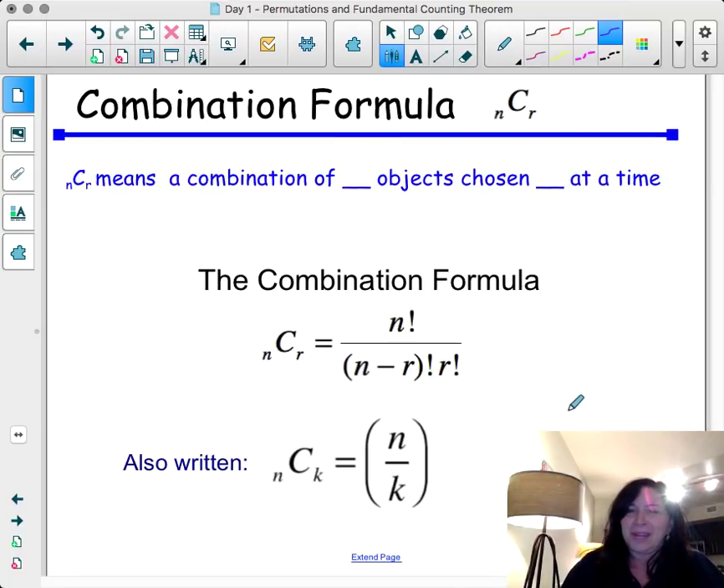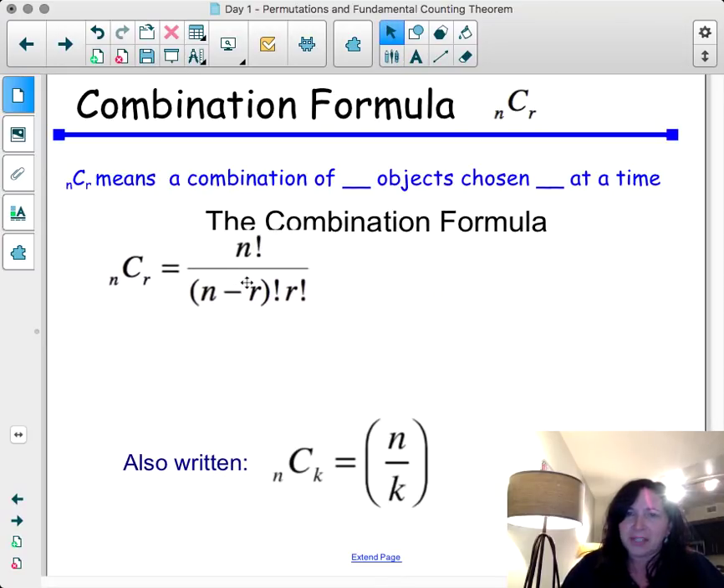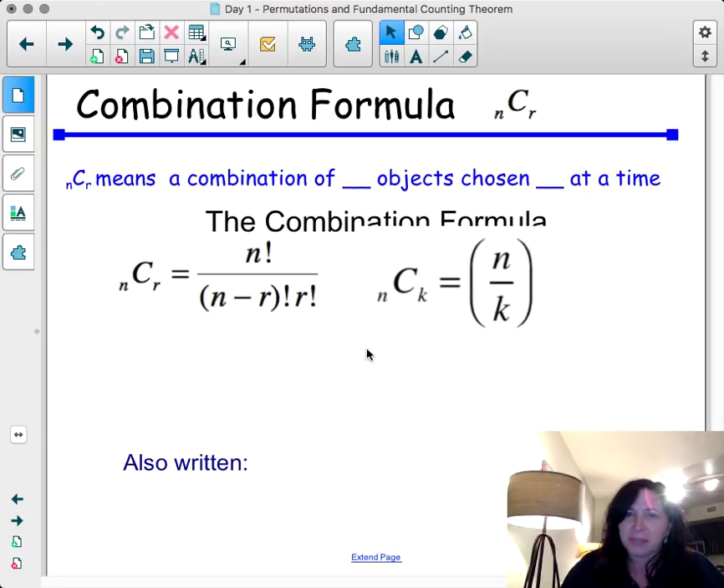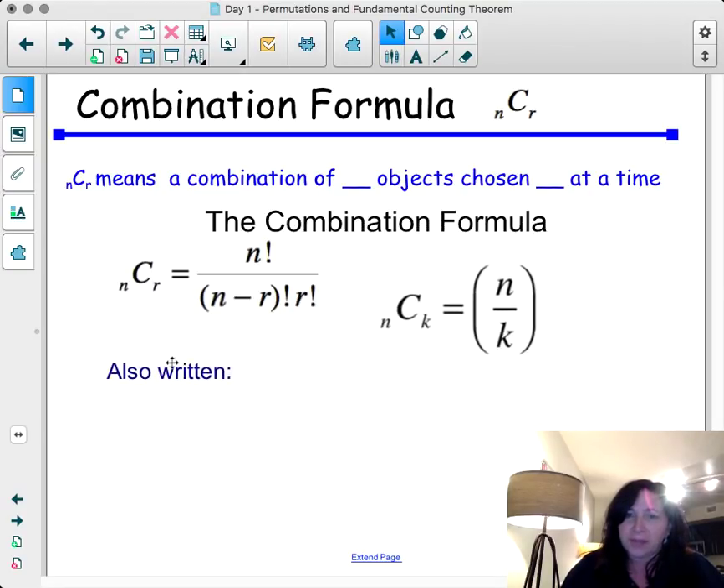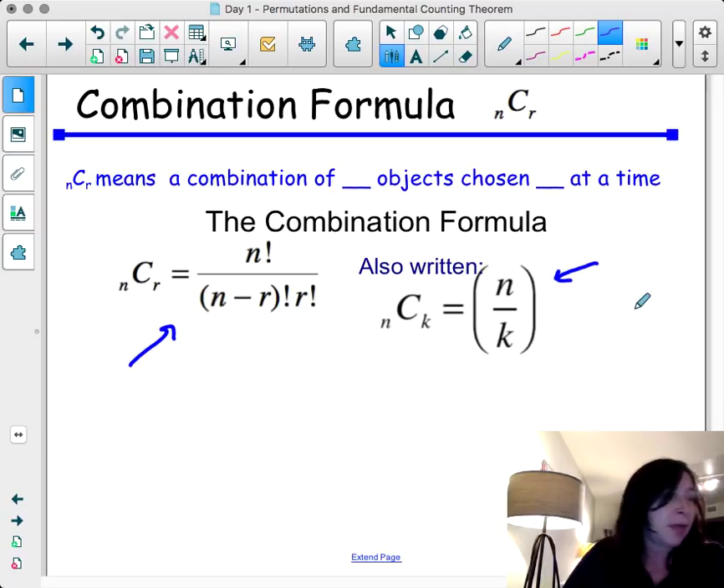Anyway, this is our combination formula. So let me move this up a little bit. For our combination formula, this can actually be rewritten two different ways. This is how we usually write it, but this right here is also another way of writing it. Different textbooks use different ways to write it. Our textbook uses this way, but other textbooks use this. So it just depends what book you're using.